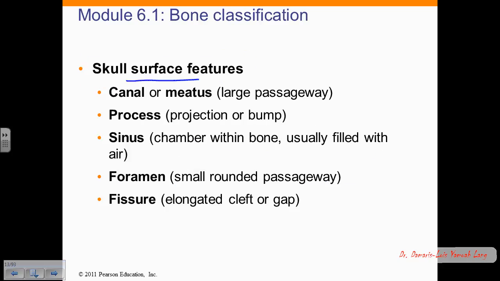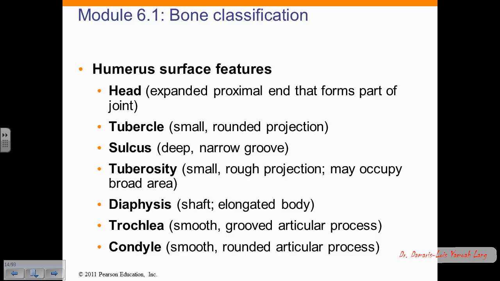So some of the features that we have, like I mentioned: canal is a large passageway. A process is just a bump. Sinus is an air space in the bone. Foramen is a small passage. Fissure is just a cleft. So for instance, if you take the humerus, which is the bone in the arm, it has parts like the head, tubercle, sulcus, tuberosity, diaphysis, and trochlear condyle.